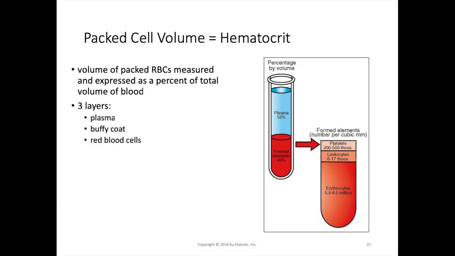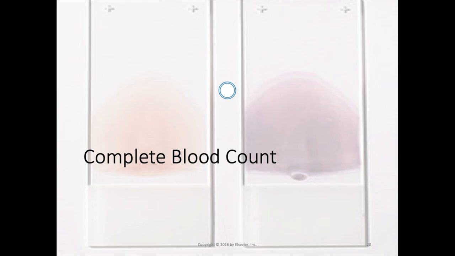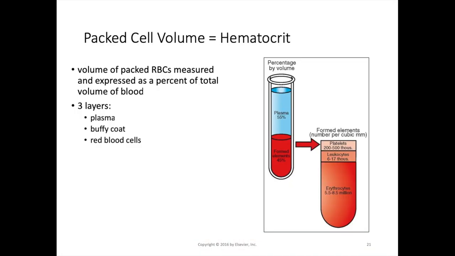So our complete blood cell count, complete blood count, is something that you guys will do in abundance. You'll do tons of these as you work through your career as a registered vet tech. There are different components to the complete blood count, and of course you'll go through them in great detail in clinical pathology. A couple that I'll draw your attention to is the packed cell volume, which we measure through the use of a hematocrit or a microhematocrit tube. And it's the volume of packed red blood cells measured and expressed as a percent of total volume of blood.